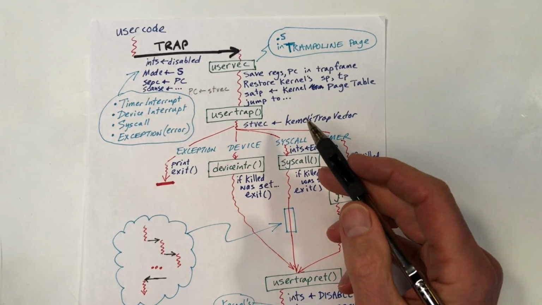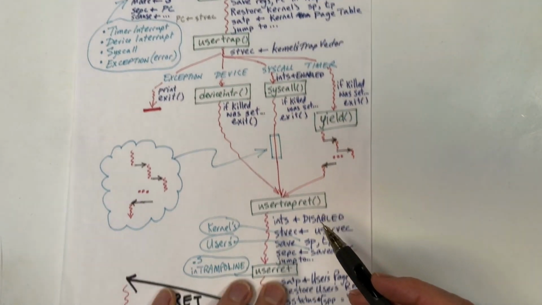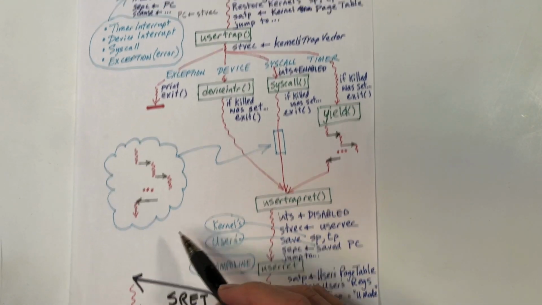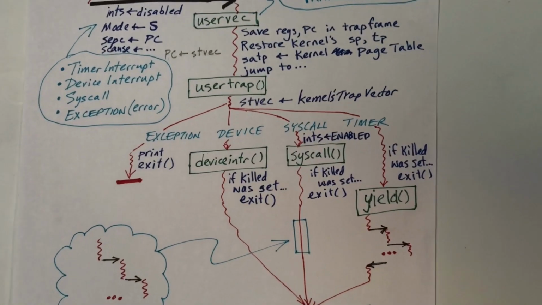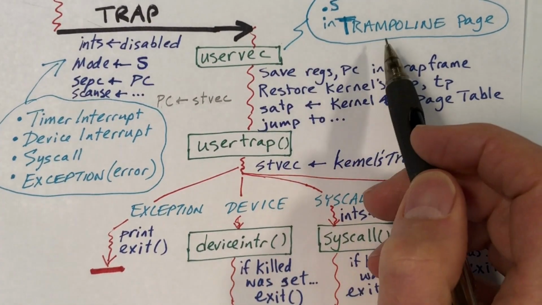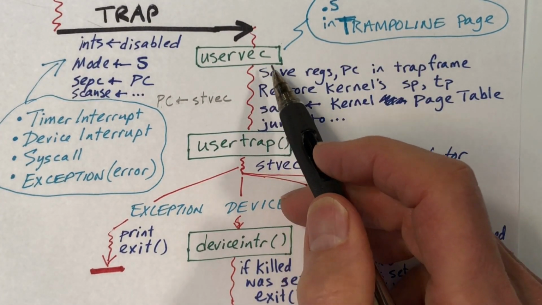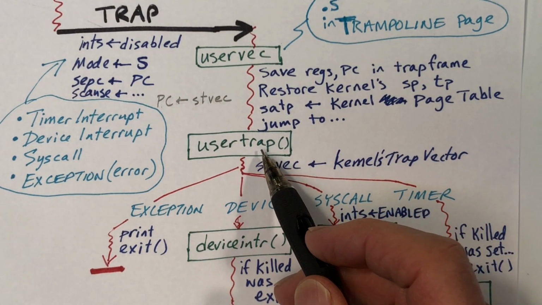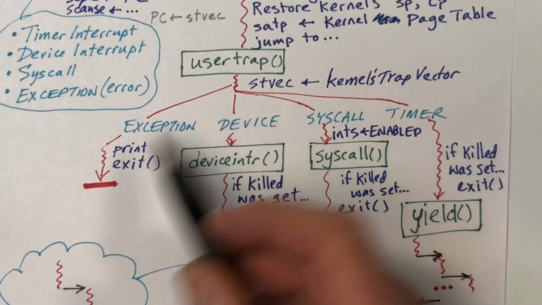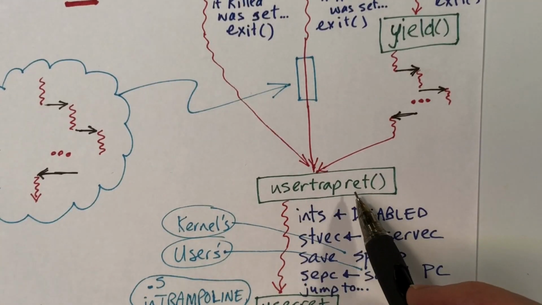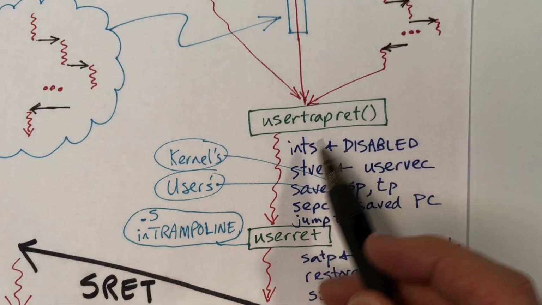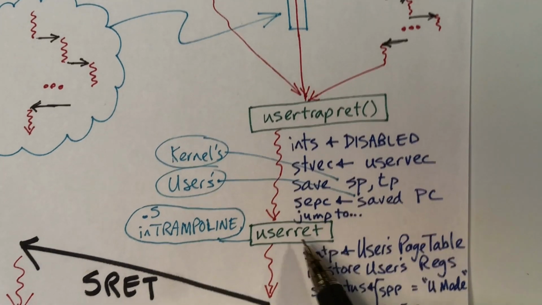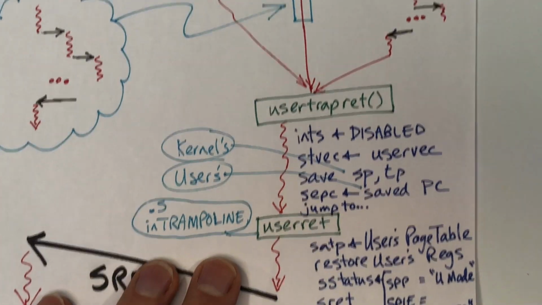Here's a diagram I used in an earlier video showing the same thing in a little bit more detail, from the trap to the sret instruction. Again, you see the assembly code in the trampoline page at uservec being invoked to save the state of the process. It jumps to the usertrap function, which does some work and eventually calls usertrapret, and that restores the state of the user process along with userret, and ultimately executes the sret instruction.